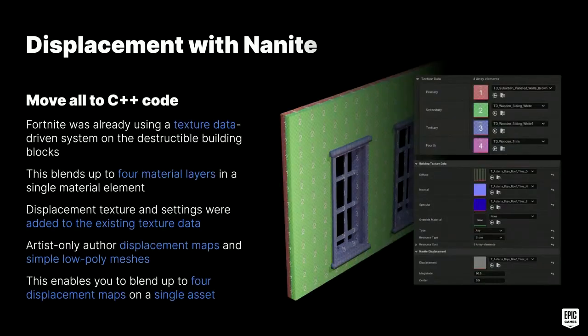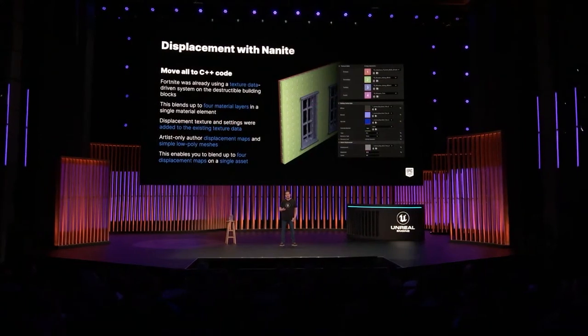We moved all of this to C++ code, and Fortnite already uses a texture data-driven system for all our destructible buildings. This lets us blend up to 4 texture sets on a single asset in a single material element. All we did was we used this texture data asset and added another slot for displacement maps, and a value for magnitude and a center bias offset. This allowed our artists to only create the low poly meshes and the displacement map, and then procedurally generate in editor all the high detail meshes using up to 4 displacement maps on a single asset.